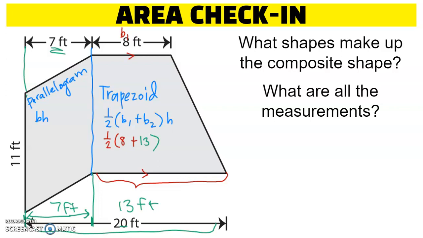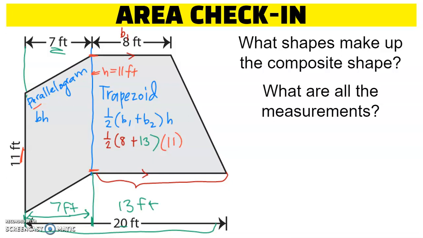And then the height connects my bases. So the height is going to be this distance right here that connects it. And now I have to figure out, well, what's that height? Well, I know that over here I have my parallelogram. And I know that opposite sides of parallelograms are equal. So that means that this height has to equal 11 feet because this is the same side. So my height here is 11. Now I have all my pieces for it. So then I go ahead and I solve and figure out what that equals.